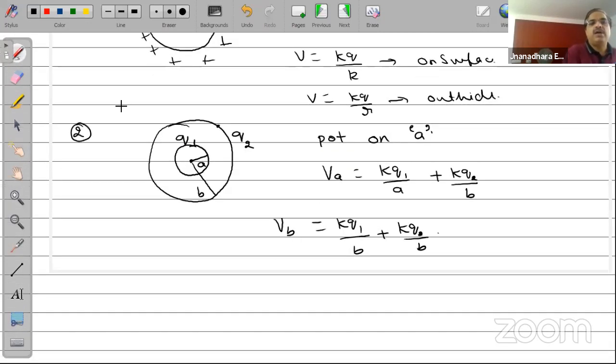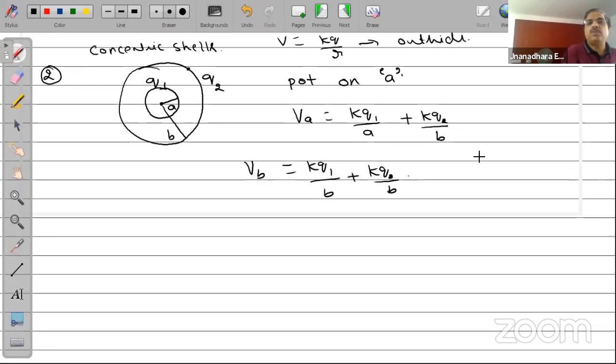This is called concentric shells. So this is the expression for those two. Now another question that they keep asking you is, what will be the difference in the potential between the two? So this is called the potential difference. Now what will that be equal to?